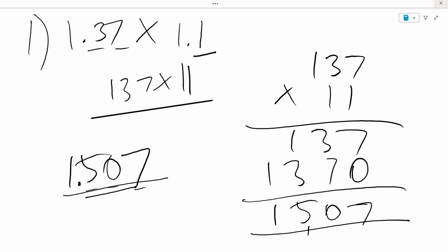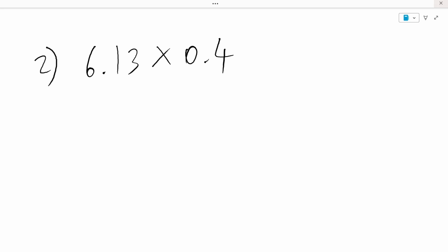And you can roughly check that's right because this is about 1.5 and that's about 1. So your answer should be about 1.5, which indeed it is. So you can do a sense check. We'll do one more. If I have 6.13 times 0.4.